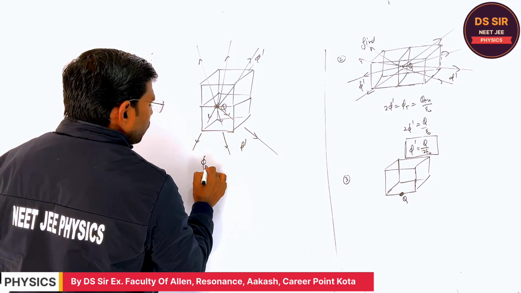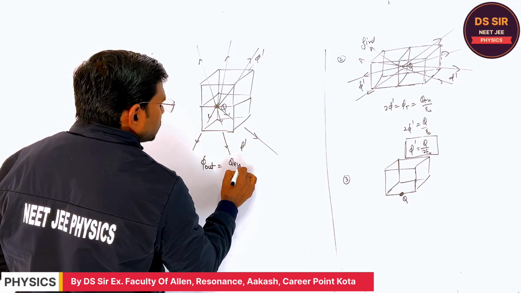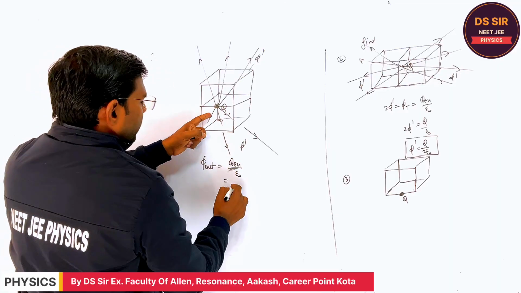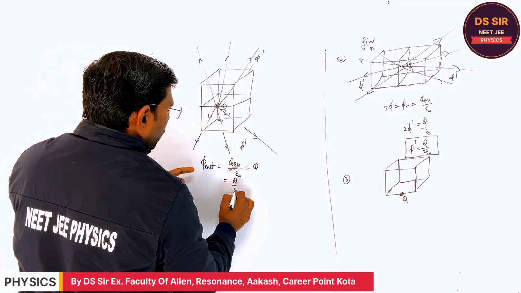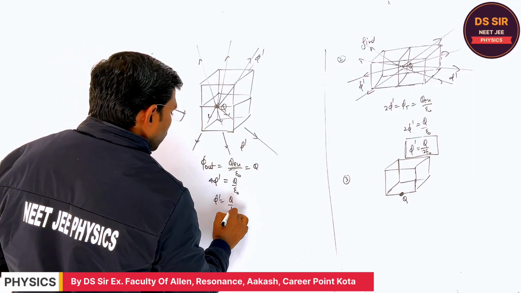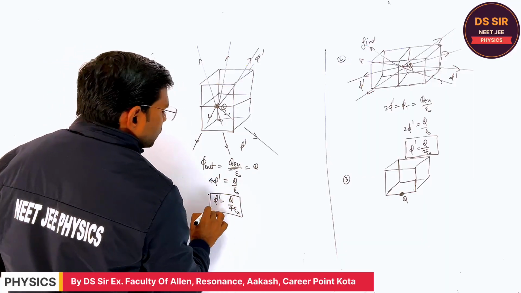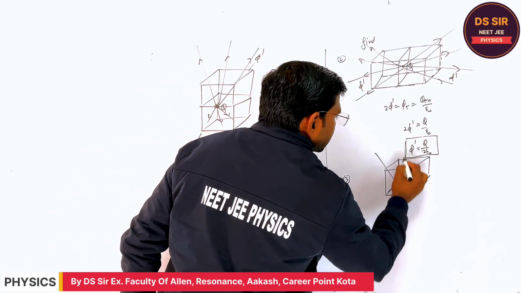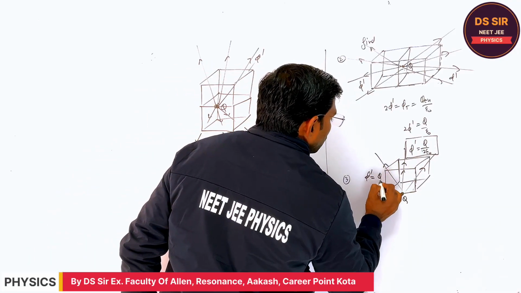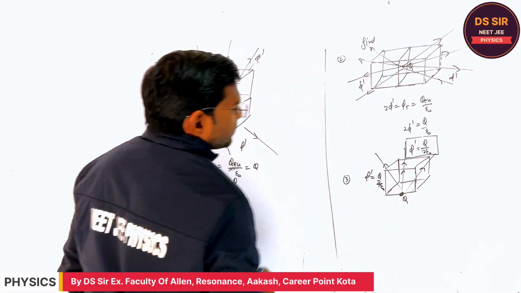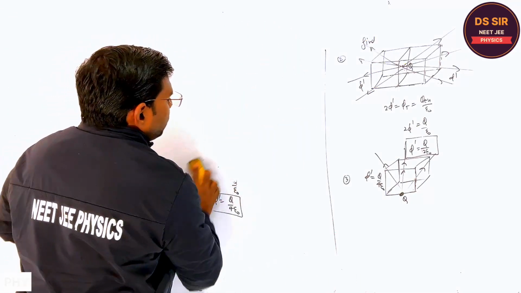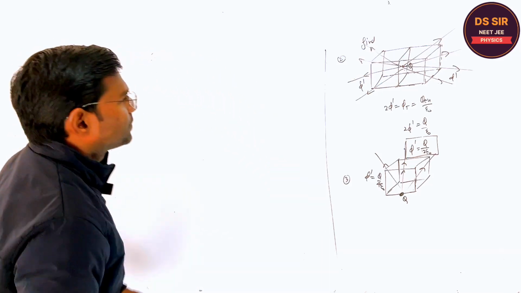So net outward flux is equal to charge enclosed divided by epsilon naught, and the charge enclosed is Q upon epsilon naught. What is the total flux? 4 phi dash is equal to Q upon epsilon naught. So the flux linked with this one cube is what? Phi dash is equal to Q upon 4 epsilon naught, right? You can make this.